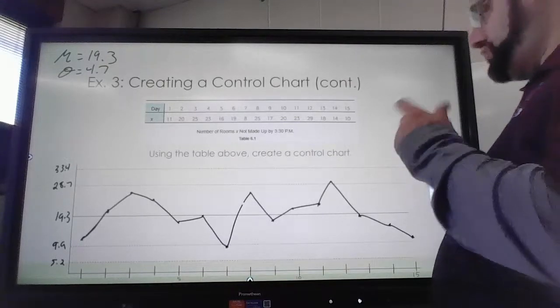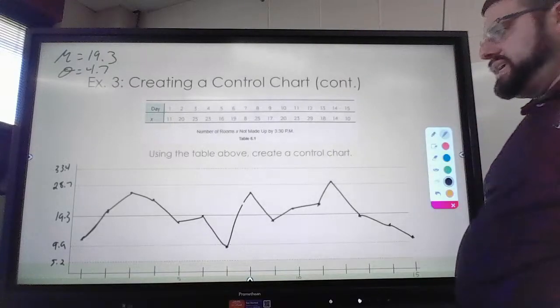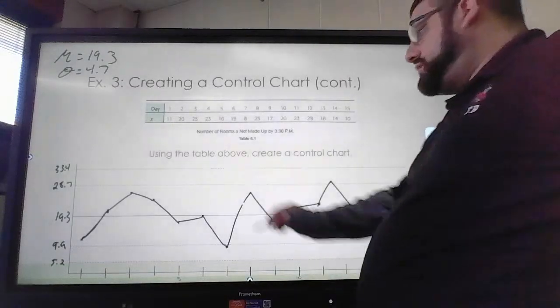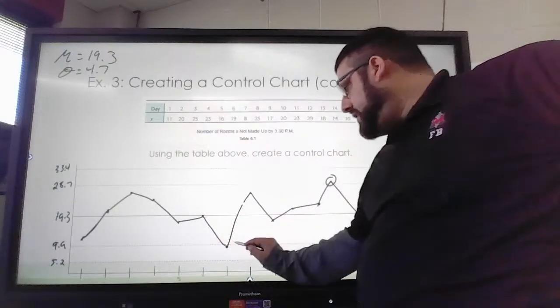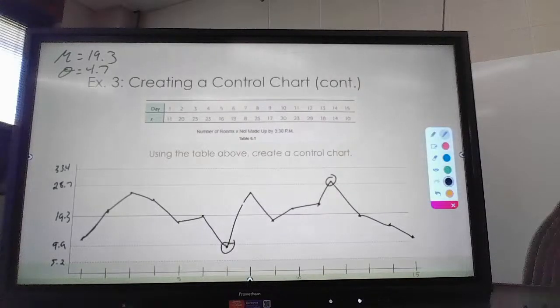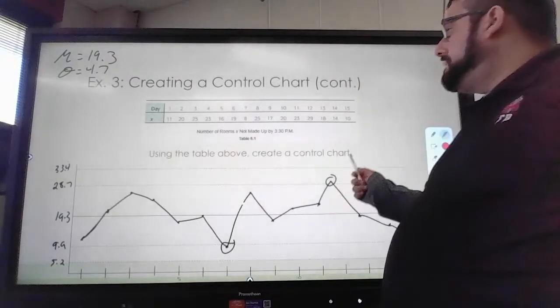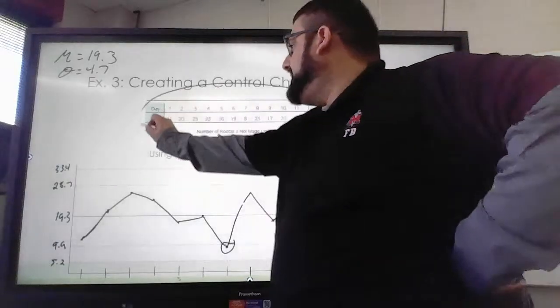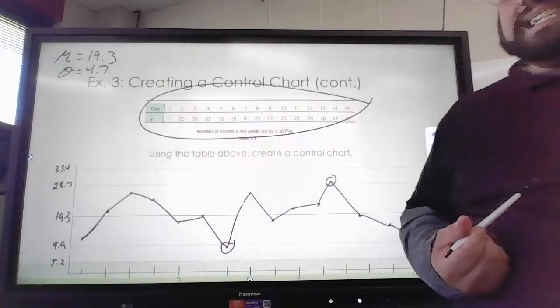Third signal is 2 of 3 consecutive points on either side of the 2 standard dev mark, which is 28.7 and 9.9. So I only see this point here and this point here below that line. I need 2, not 1. So this would be an example of a chart where we can safely say that, over these 15 days, the process is indeed in control.